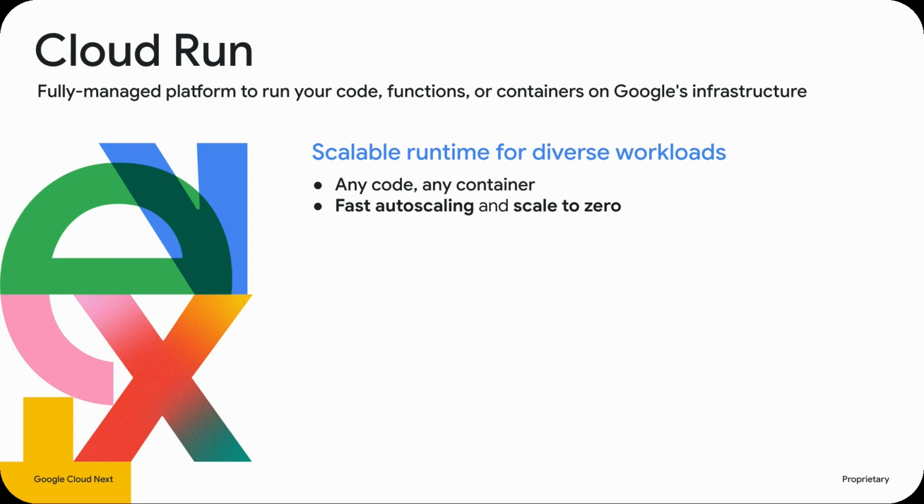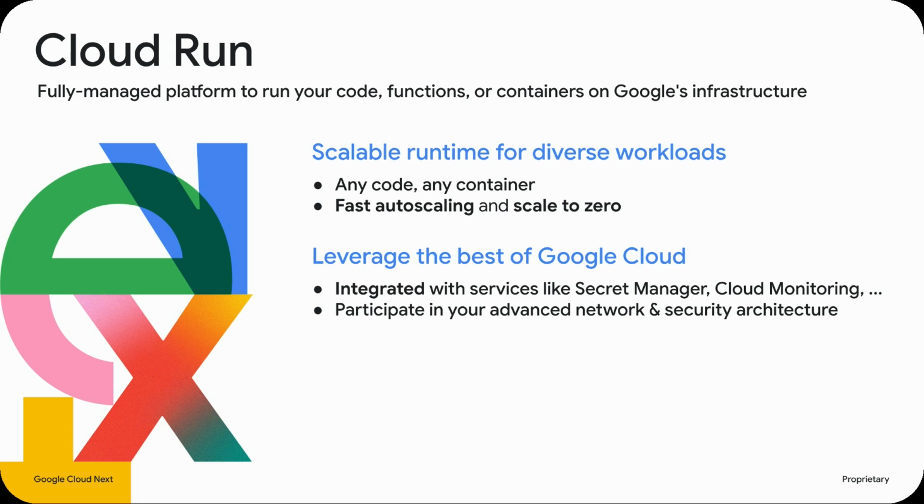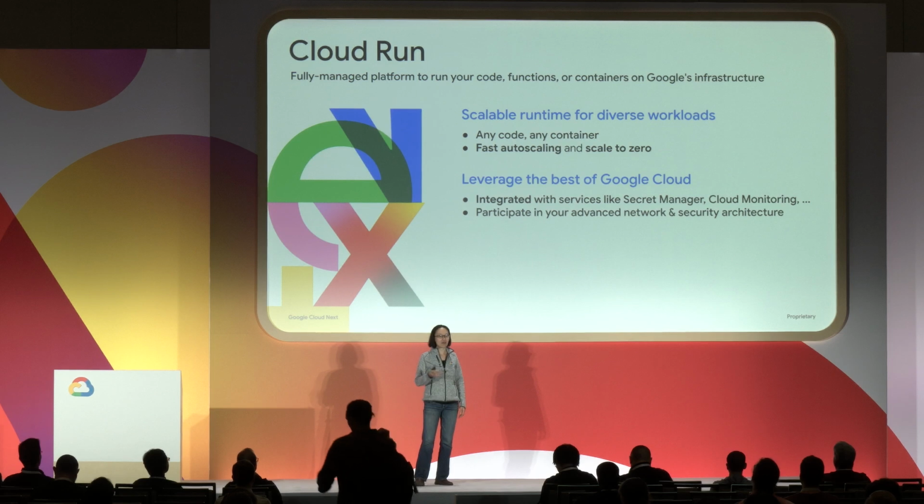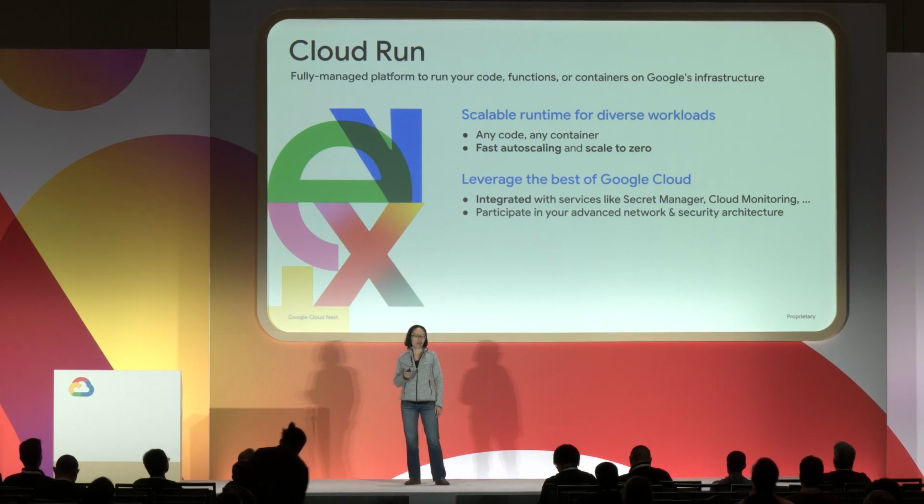for you. Cloud Run can scale up quickly to meet your traffic needs, from 0 to thousands of instances in just a few seconds. And we automatically scale down to 0 during off hours. Cloud Run is focused on doing one thing well, which is to run your container. And for the rest of it, we leverage the best of Google Cloud. So Cloud Run is integrated with Google Cloud services like Secret Manager, Cloud Monitoring, Cloud Storage, and others. And your Cloud Run workloads participate in your advanced network and security architecture alongside your VM and Kubernetes workloads.